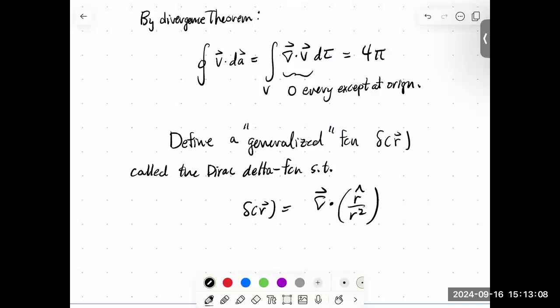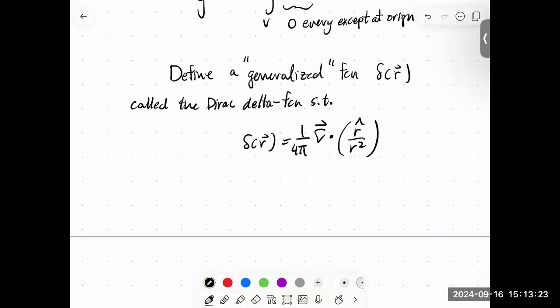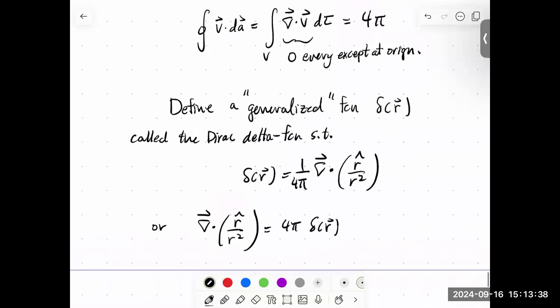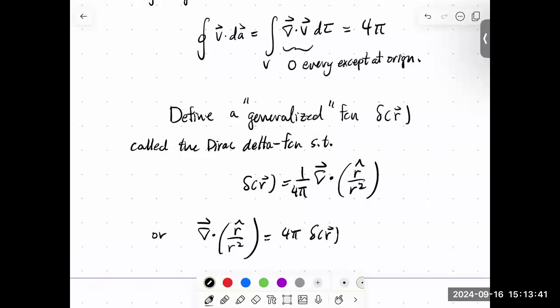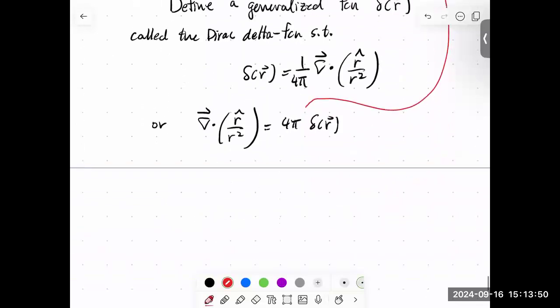And I'm going to introduce one more thing into this definition, and it's a factor of 4 pi. In fact, I'm gonna put 1/4 pi. Or if we wanted to, we could write the divergence of r hat over r squared is equal to 4 pi times this so-called delta function. And the reason I'm gonna do that is because we're gonna end up putting this thing into here for the divergence of B. Okay, so let's do that.